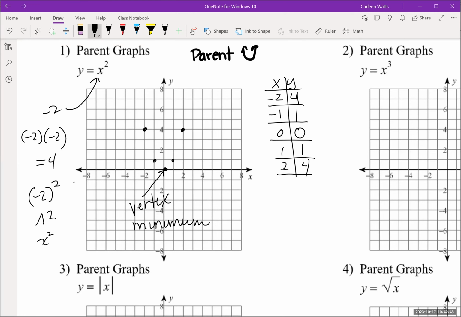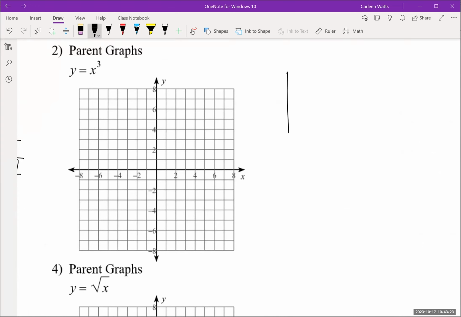Now, could I also plug in 0.5 and square 0.5? Yes. So it's a continuous graph, including decimals and fractions and small parts. Exponent of 2 makes a U. This is a happy U. The parent graph is a smiley face, a happy U. Okay. Number 2.